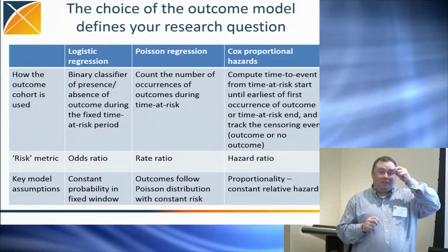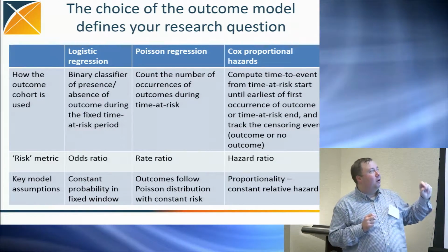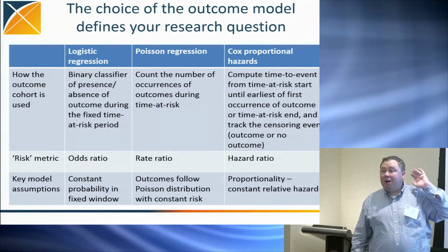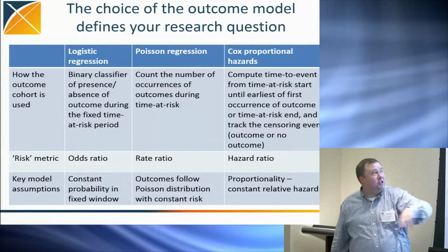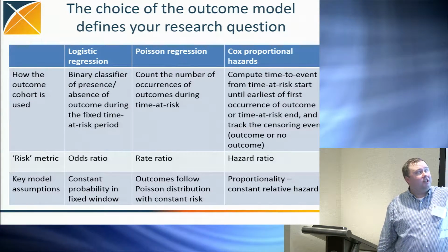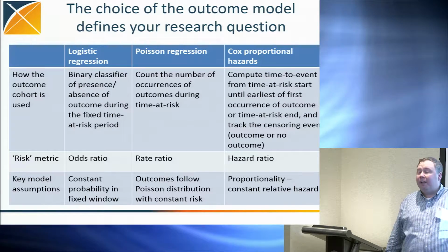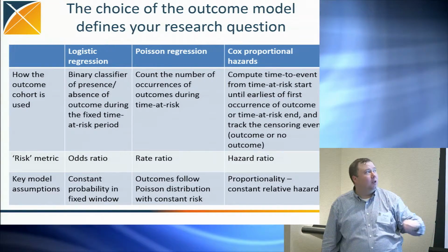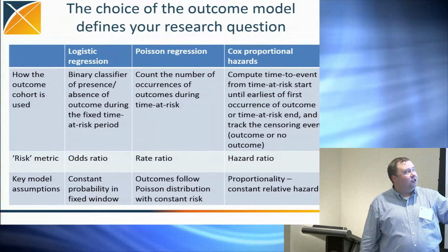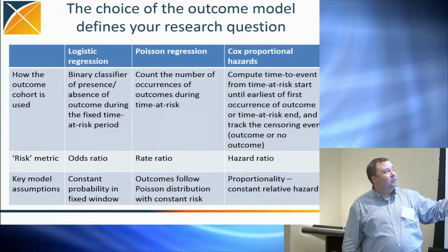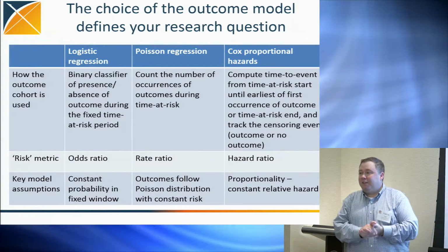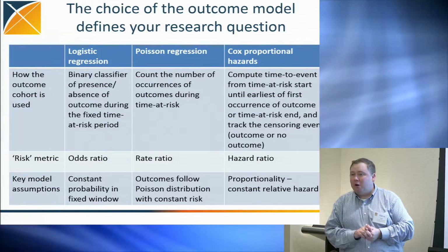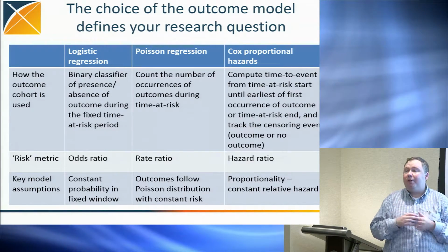So just to make this a one-to-one mapping, let's think about what you've been doing. We've got 3 different kinds of models that you could study for your questions. We have a logistic regression, a Poisson regression, and a Cox proportional hazards. For a logistic regression, what we're talking about is a binary classification of did people have the outcome or not in some fixed period of time.